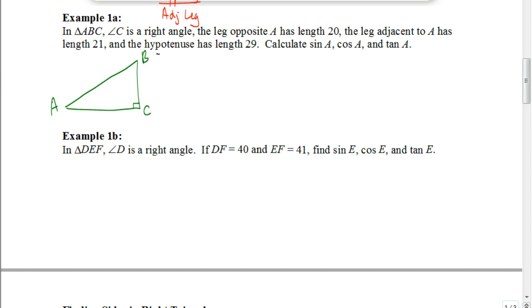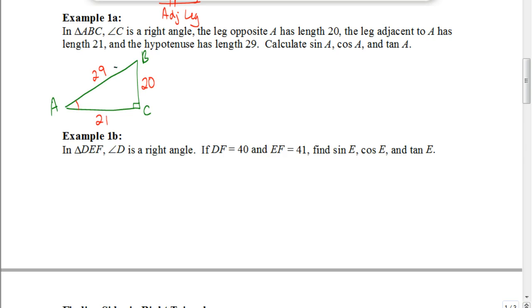But now let's use this to fill in the information that they gave us. They say that the leg opposite angle A is 20. So here's angle A, and the leg opposite of that is 20. The leg adjacent to angle A has a length of 21, and the hypotenuse has a length of 29. Now we're going to use this information to find the sine, the cosine, and tangent of A.